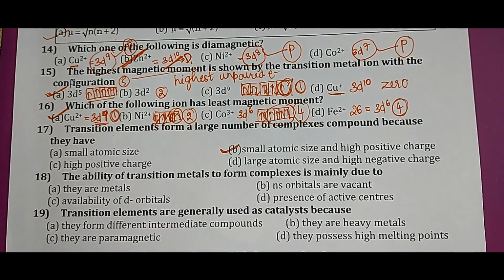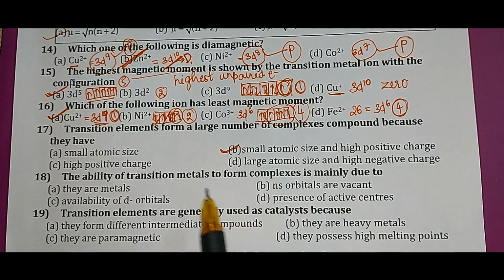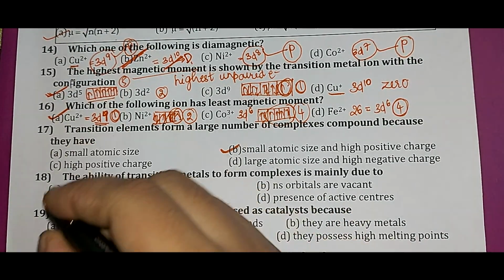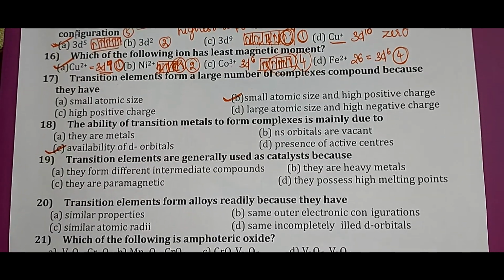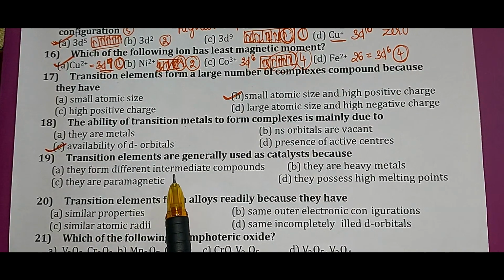Question number 18. The ability of transition metals to form complexes is mainly due to: they are metals, ns orbitals are vacant, availability of d orbitals, presence of active center. So the transition metals form complexes mainly due to the availability of d orbitals. So these are the 3 reasons why they form complexes, as we have discussed earlier: small atomic size, high positive charge, and availability of d orbitals. Next, question number 19. Transition metals form alloys.